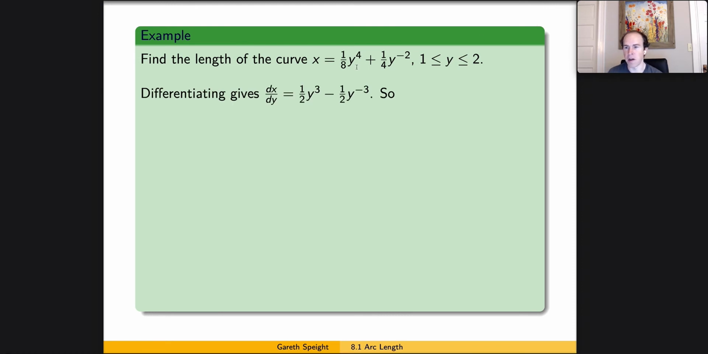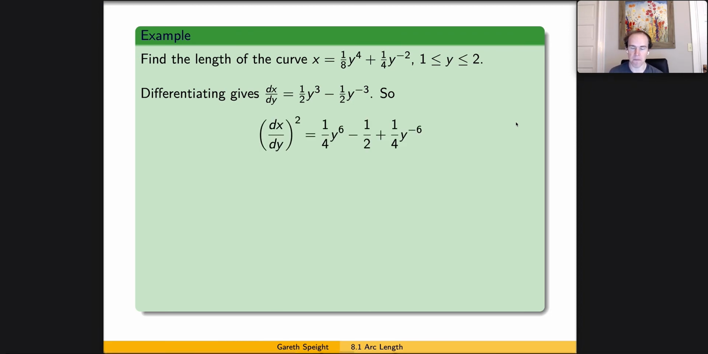So if we differentiate y to the 4, we get 4y cubed divided by 8, which goes to a half y cubed. If we differentiate y to the minus 2, we get minus 2y to the minus 3. We multiply with the 1 over 4, we get minus a half y to the minus 3. Okay, then we have to square it and add 1.